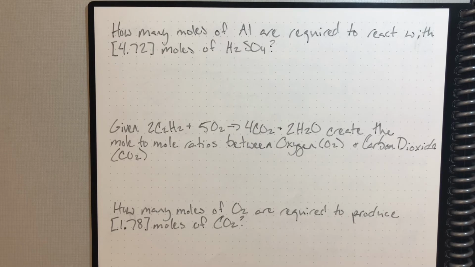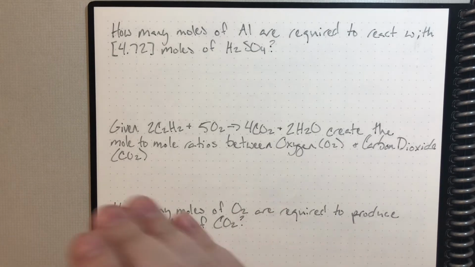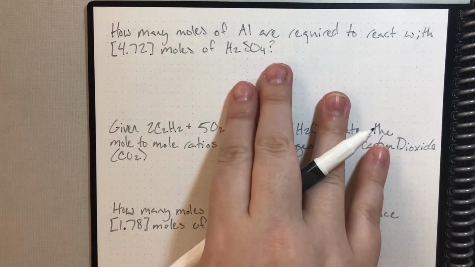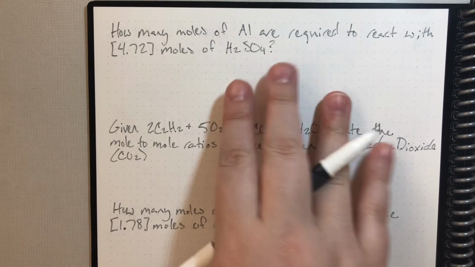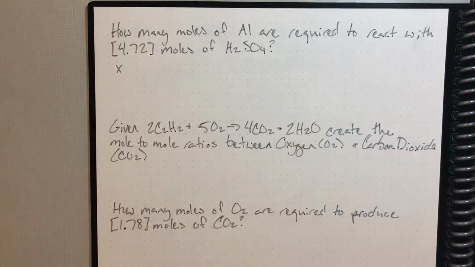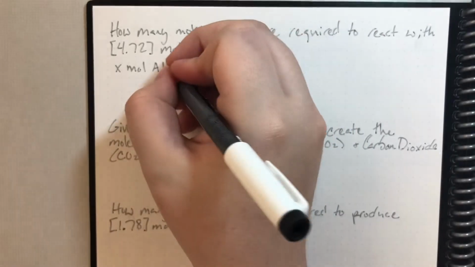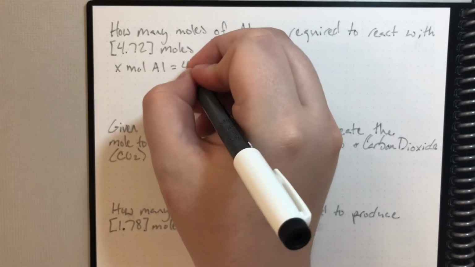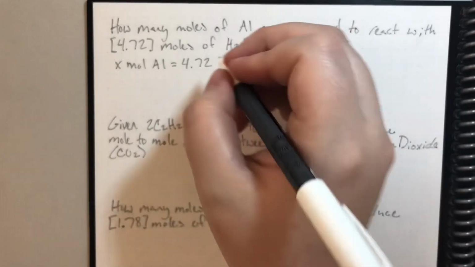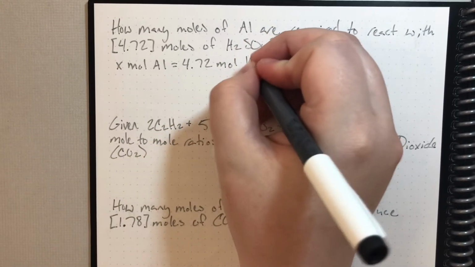How many moles of aluminum are required to react with 4.72 moles of hydrogen sulfate? As you can see, my number is within brackets. This is because your number may appear different. However, the steps that I will take to solve this problem will be the exact same as yours regardless of the number. I'm going to translate this problem from English to math. How many will translate to X moles of aluminum, mole Al, are required to react with is my equal sign, number given in the problem, 4.72 moles of hydrogen sulfate will turn into mole H2SO4.